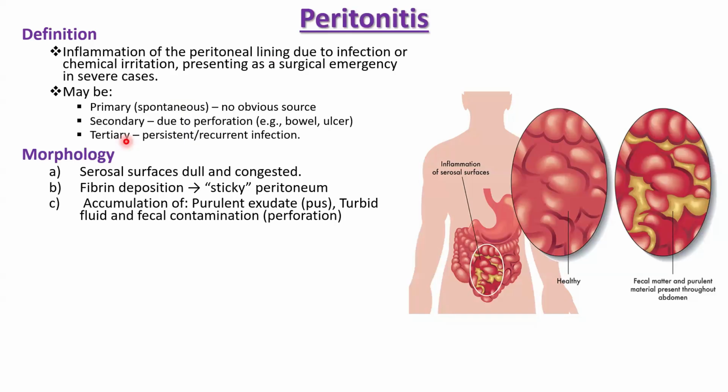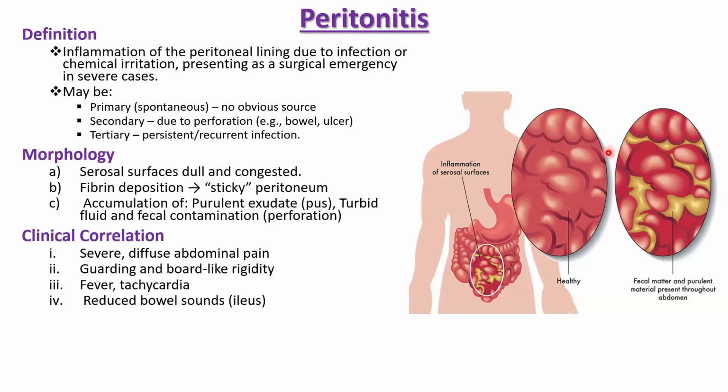So what will you be able to see? One, the serosa of these intestines will be dull and congested. The other one is accumulation of purulent discharge, as you can see in this, because of bacterial infection. So purulent exudate, that is pus in bacterial infection, turbid fluid and fecal contamination, as you can see, because of that inflammation that is happening. It is exactly a medical emergency.